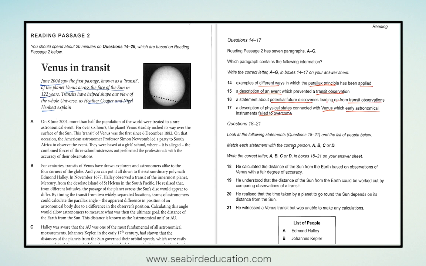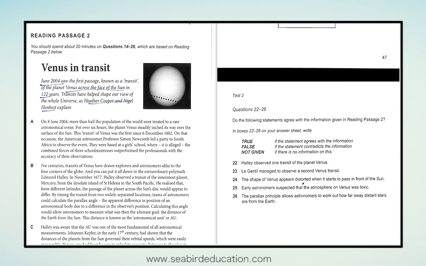Okay, let's have a look at these. Correct person. So, distance of the Sun from the Earth. Observations of Venus, very good accuracy, right? The distance could be worked out by comparing observations of the transit. The time taken by a planet to go around the Sun depends on its distance from the Sun. Good, he witnessed the Venus transit, but was unable to make any calculations. Witnessed it, but couldn't make any calculations. Okay, let's have a look at this.